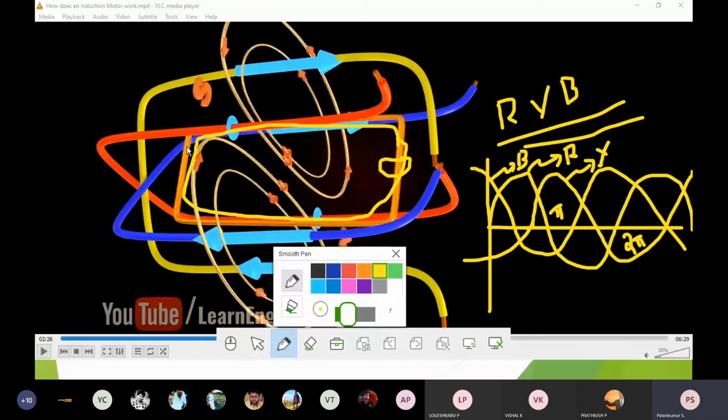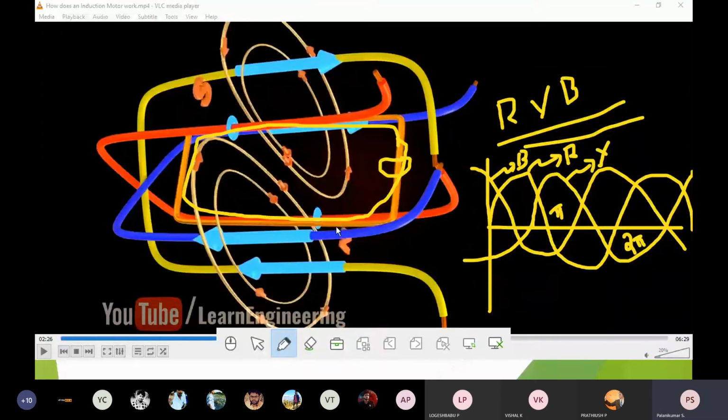As I already told, in order to oppose the cause, it starts rotating in the same direction as that of the rotating magnetic field. In whatever direction the rotating magnetic field rotates, this coil also rotates in the same direction. If I have multiple coils like this, automatically it will experience a very high force. That is what we are explaining now.